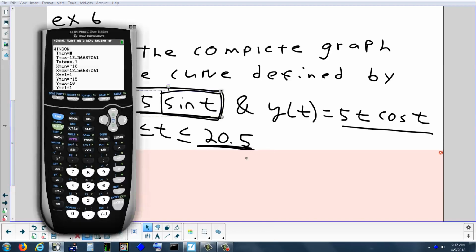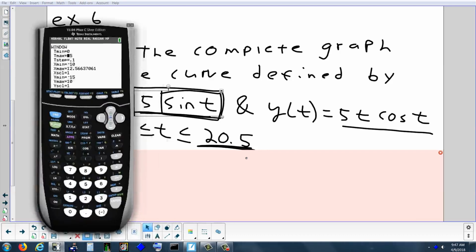So let's just set our x window. Actually, let me type in t min and max first. So 0 to 20.5. Okay. X min, -5, x max, 5.